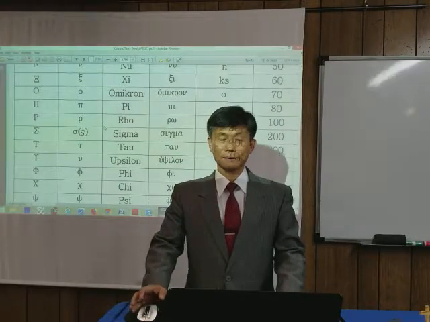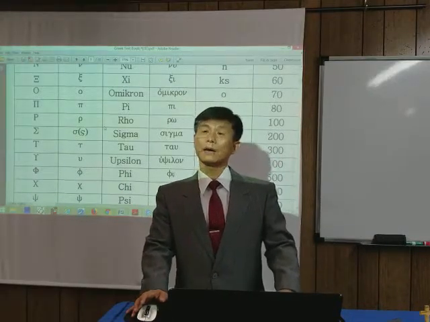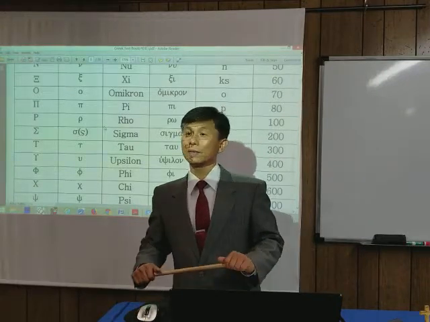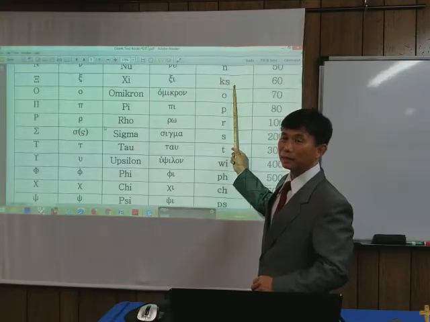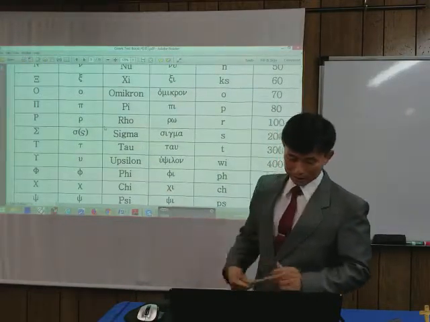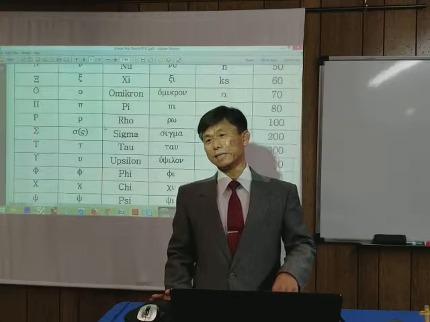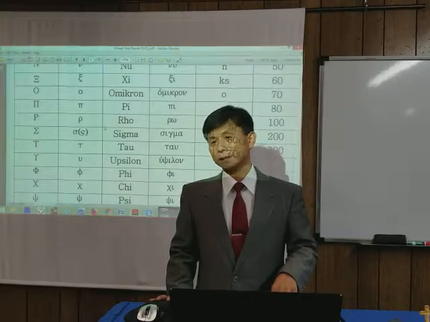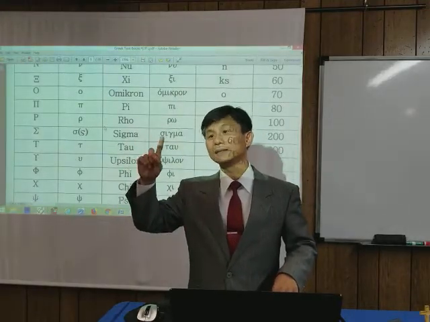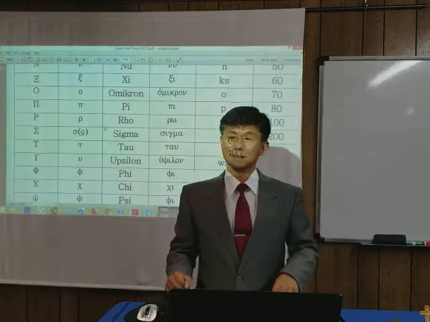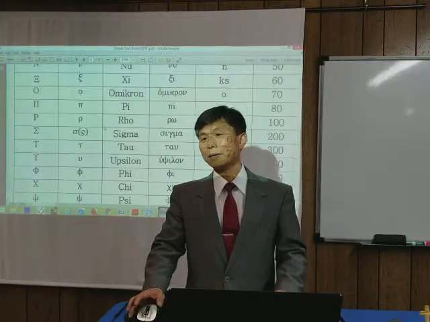And then the next alphabet, xi. I used to call this alphabet a double consonant because it has two consonant sounds, right? The K sound and the S sound in English. So the name of the alphabet is xi, and the pronunciation is ks, like in English, the letter X. X, ks, right? The ks sound.